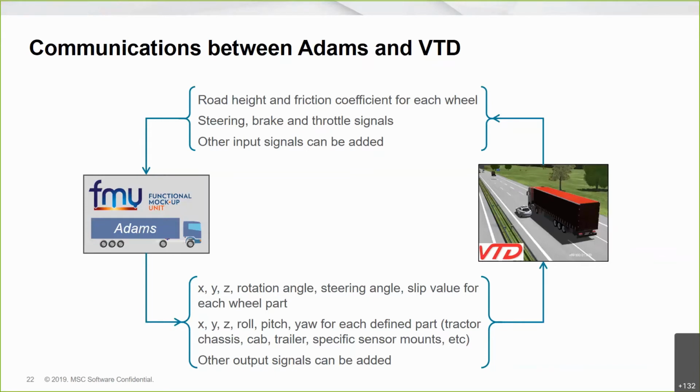Based on those inputs, Adams will calculate the vehicle dynamics, how the vehicle is going to behave, all the roll, pitch, yaw for each defined part. These results will in turn be transferred into VTD to define the position, and how the vehicle is going to react based on the control signals and also based on the environment.